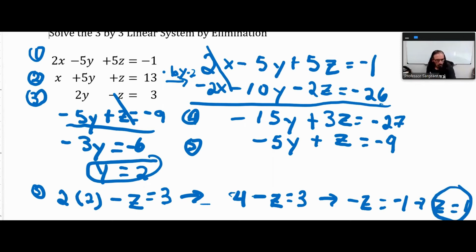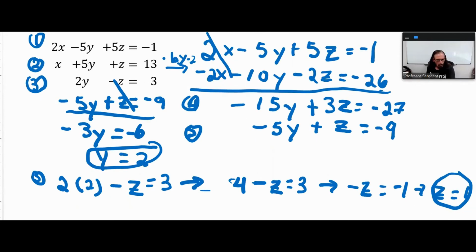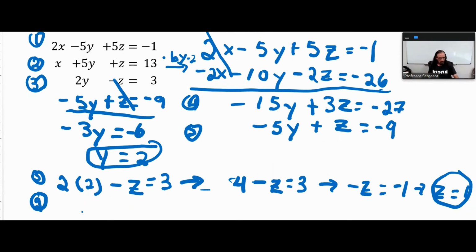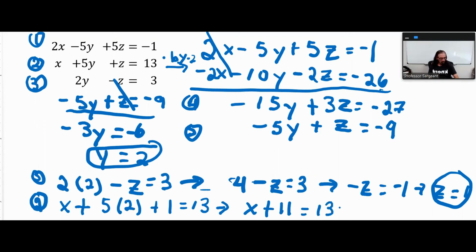Let's put both of those into equation 2. Y is 2. And z is 1. Clean up the arithmetic by the order of operations, 5 times 2, then plus the 1. We've got the x plus 11 equals 13. Subtract the 11 from both sides. And finally, we have the last variable, x equals 2.